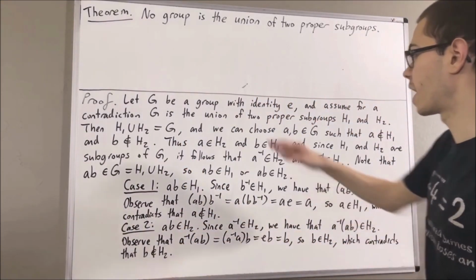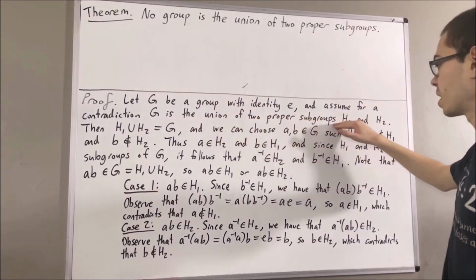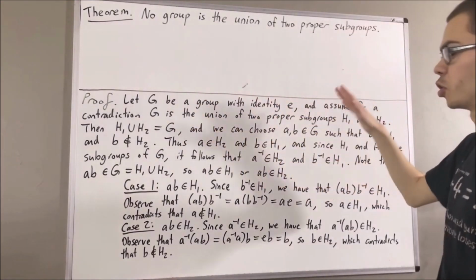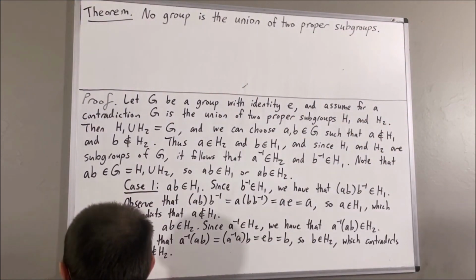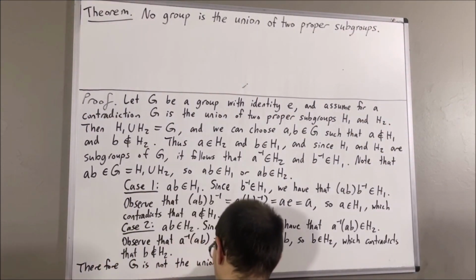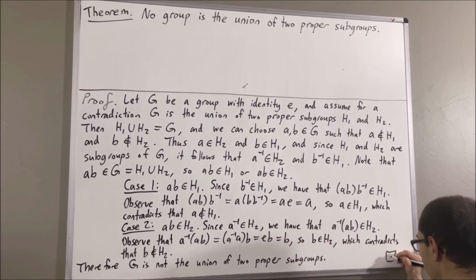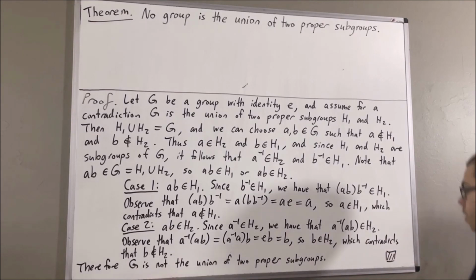Our assumption that G is the union of two proper subgroups led us to a contradiction, so we must instead have that G is not the union of two proper subgroups. And so this completes the proof. And so yeah, that's pretty much it for this video.